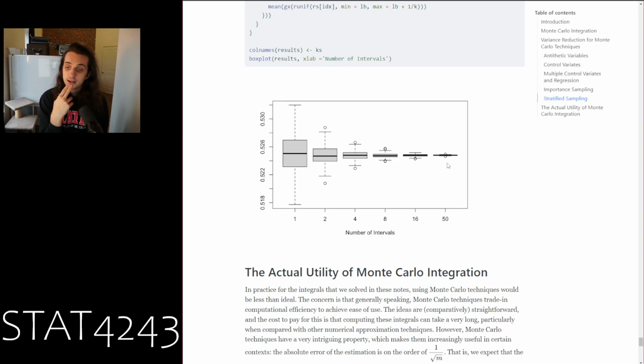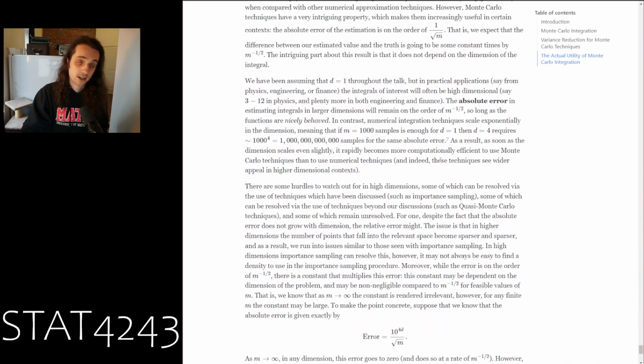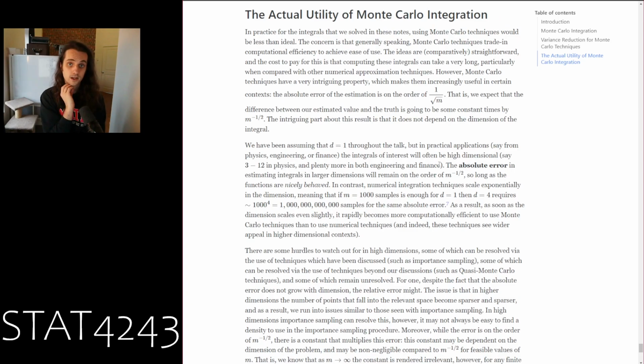And throughout all of this, one of the things that I've been emphasizing is that a lot of the integrals we've been looking at in these notes, if you're reading through in more depth after the fact, are not integrals that we actually needed Monte Carlo for. So why is Monte Carlo actually useful? I'll just spend a few minutes here talking about the actual utility of Monte Carlo integration, and I would encourage you to read through some of this a little bit more.